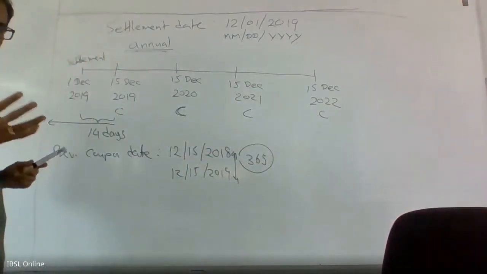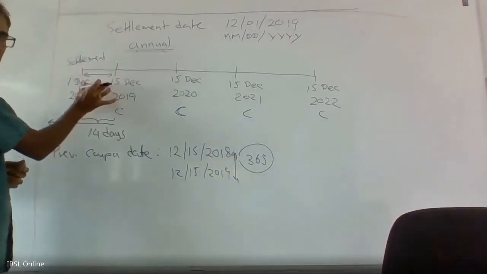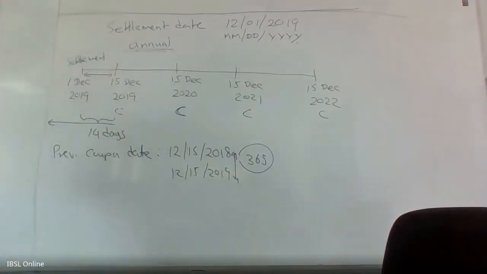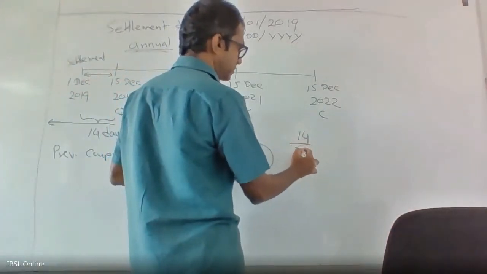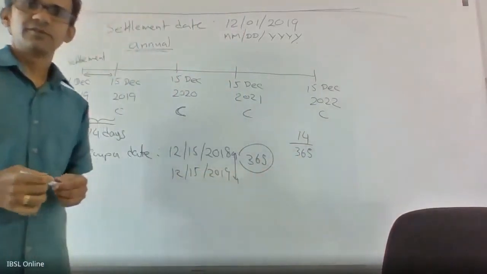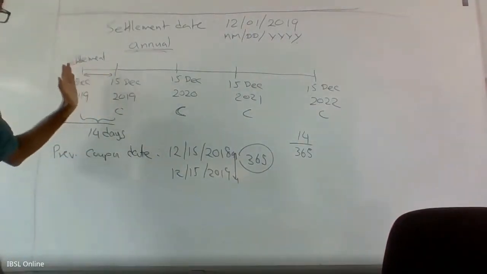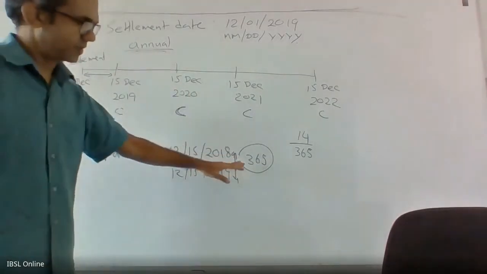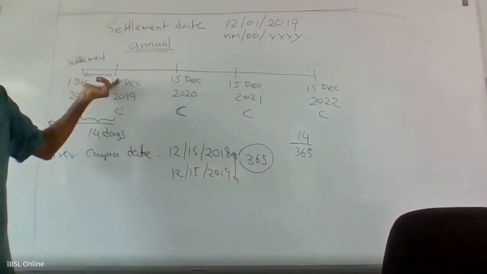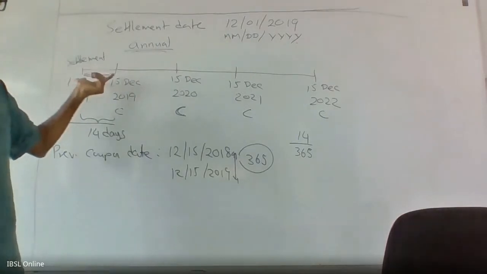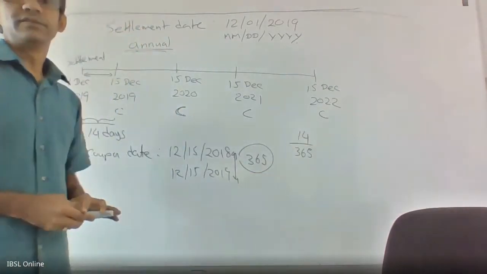Then, as a fraction of years, what is the fraction of this time period? That fraction is 14 divided by 365. Clear? Because the whole coupon period was 1 year, in terms of days, 365 days. But the remaining period is only 14 days. So in terms of years, it is only this much: 14 divided by 365.